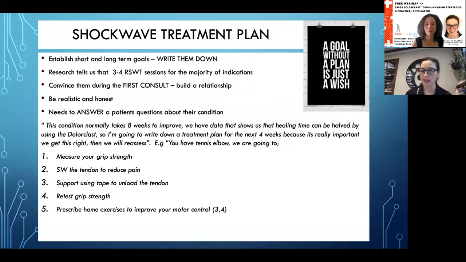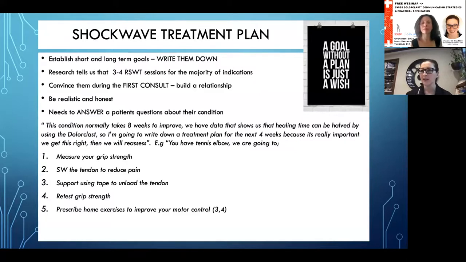And then I'll give them exercises to improve their motor control, the way they use their arms. So overall, we've got a pre and a post test. We've done the shockwave, we've supported it, and we've given them things to take home. This is all part of the treatment plan. So the treatment plan isn't just shockwave once a week for the next 4 weeks. The shockwave fits into your normal treatment plan. So how you're going to get this person better to the end.